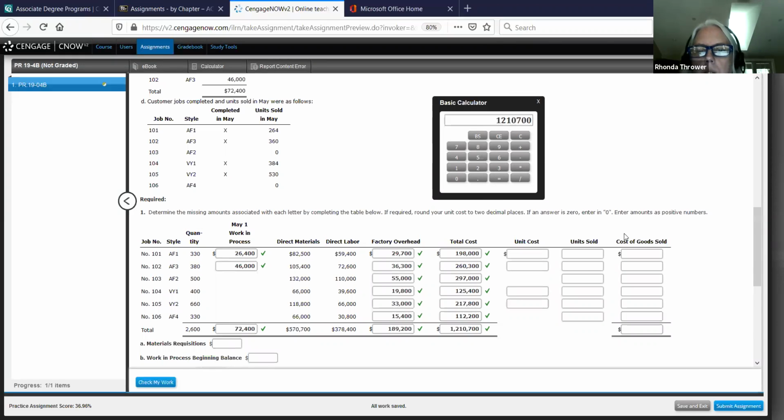All right. So each job could have had in it beginning work in process, plus your direct materials, plus your direct labor, plus your applied factory overhead. That will give you the total cost. Out to the side here, you'll notice that they're wanting the unit cost. And before we can find the unit cost, we have to do some calculations. And so we need to know exactly how many units we are producing.